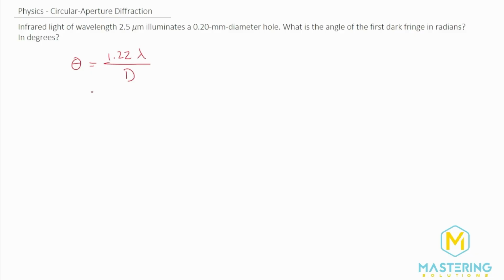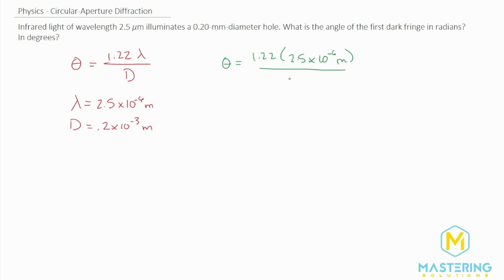What information is given to us in the problem? Well, they tell us that the wavelength is equal to 2.5 microns, so 2.5 times 10 to the negative 6 meters. And the diameter, they tell us, is 0.2 times 10 to the negative 3 meters for the diameter of the aperture. And so we just have to plug it in, right? So we have theta is equal to 1.22 times lambda, which as we said was 2.5 times 10 to the negative 6, all over 0.2 times 10 to the negative 3 meters.